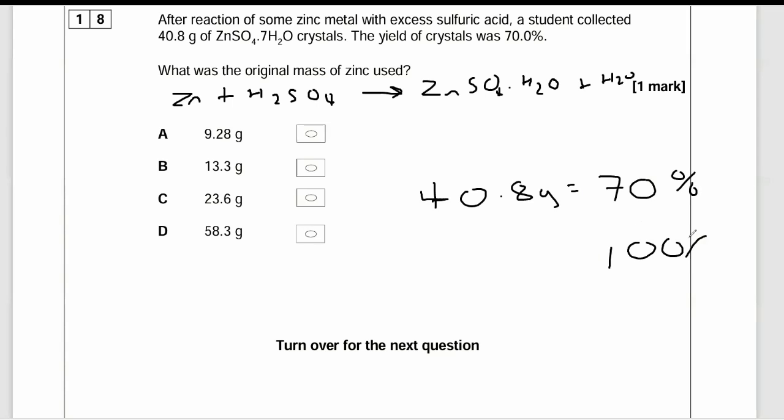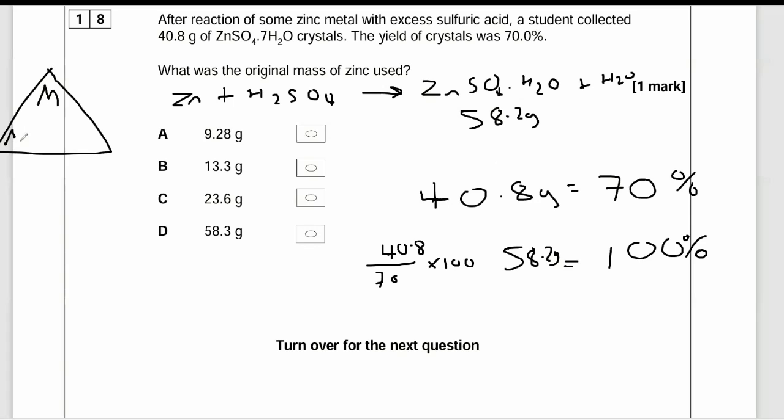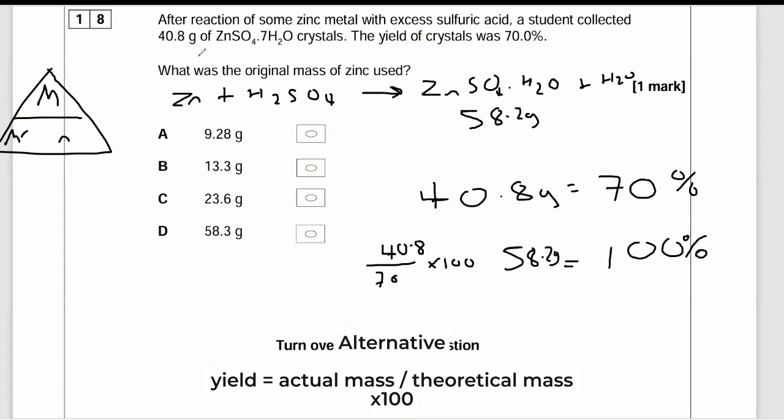What I'm doing here is, if 40.8 grams equals 70%, what was 100%? So you could work out 1%. I could do it this way as well. If I do it like this, 40.8 grams equals 70%, I can go 40.8 divided by 70 to find out what 1% is, then times it by 100. I know the original amount of zinc sulfate that we had. Well, the theoretical mass of zinc sulfate made should have been 58.2 grams.